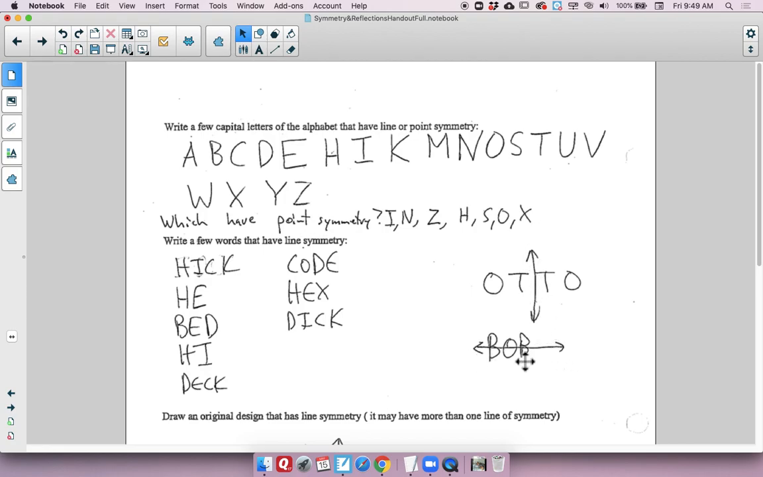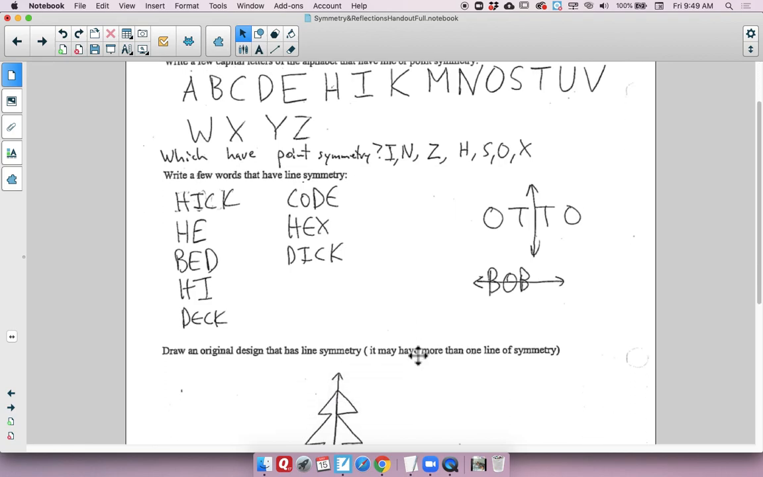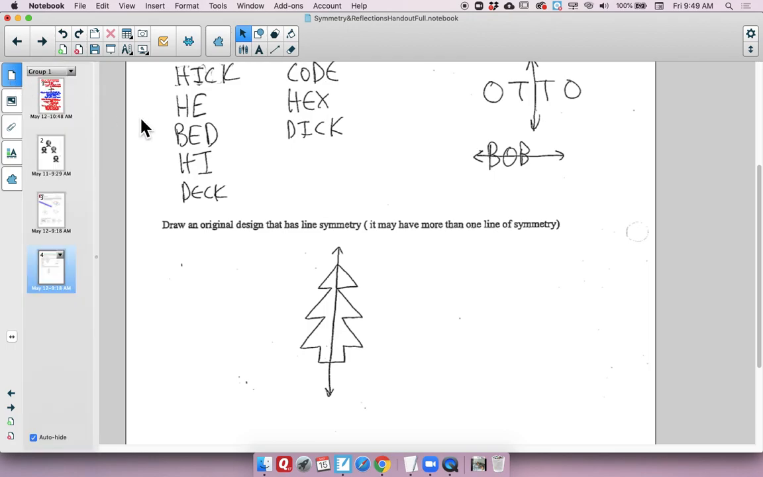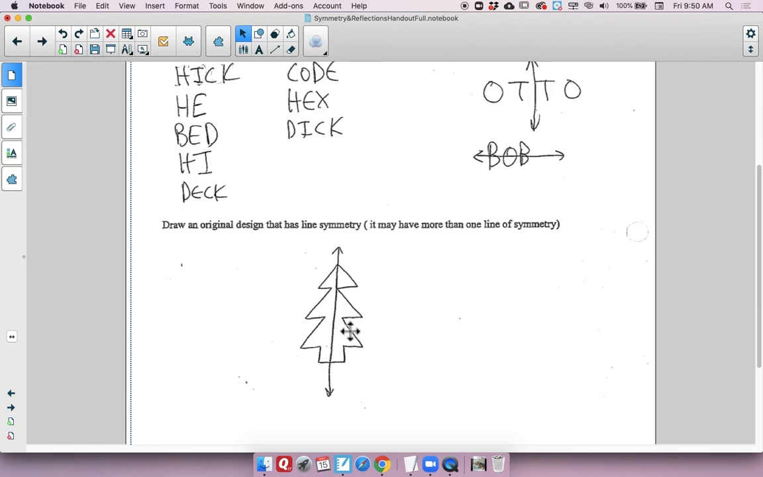Nice. Bob. Okay. All right, and then I'd like you to finish off by drawing a design that has line symmetry. So here's an example of one. Kind of looks like a pine tree or Christmas tree of sorts. And you can have it so that it has more than one line of symmetry if you like.